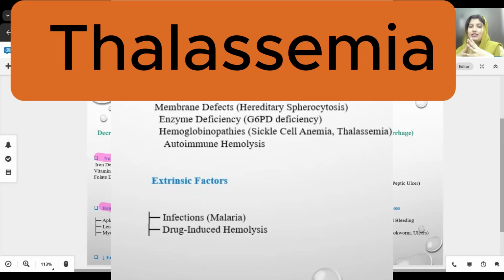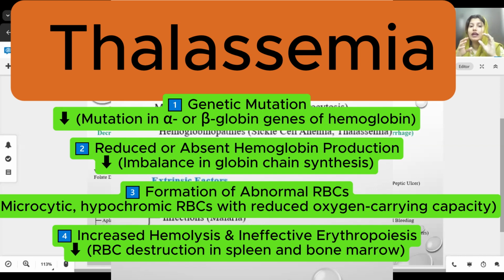The next one is thalassemia. Thalassemia is a group of inherited blood disorders caused by mutations that reduce the production of the alpha and the beta globin chains of hemoglobin. And this leads to microcytic anemia. So this is the next type of anemia, which is called microcytic anemia.